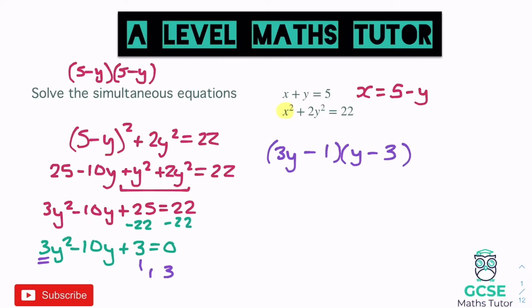For the first bracket, we get y equals positive 1 over 3, because we've got that 3y there. And for the one on the right, we've got y equals 3. Obviously just solving quadratics there, and again that video is linked in the description. So on to the next step then.